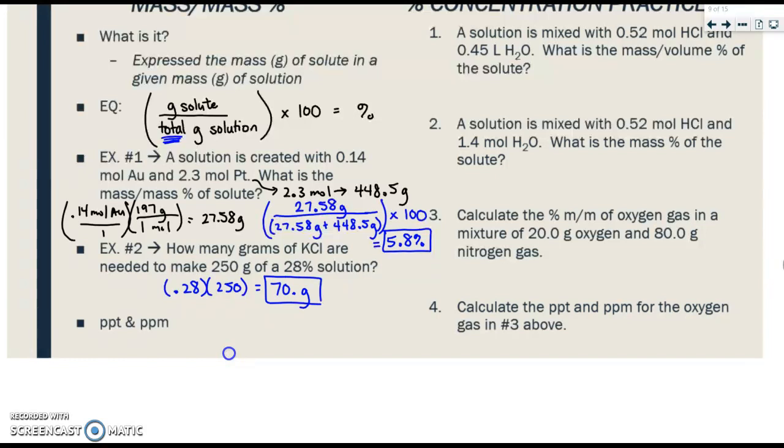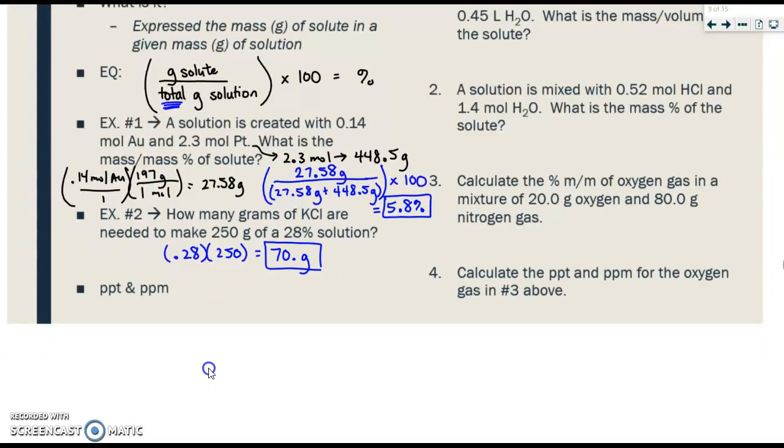In addition to mass percent, you could also potentially be asked to calculate PPT or ppm, which is parts per thousand and parts per million. Okay, it's the exact same fraction for both of them, so it's still grams of solute divided by total grams of solution. Okay, so that's the fraction. If it's PPT, we instead multiply by 10 to the third. If it's ppm, we instead multiply by 10 to the sixth. So you're just multiplying by a different factor.